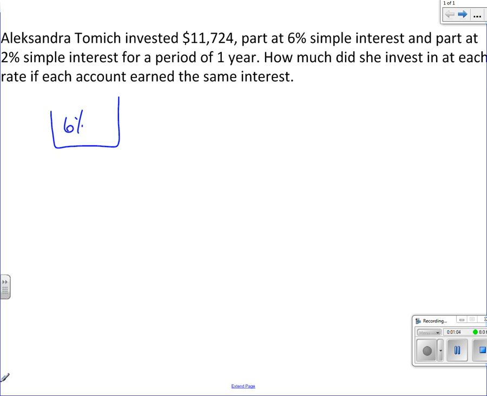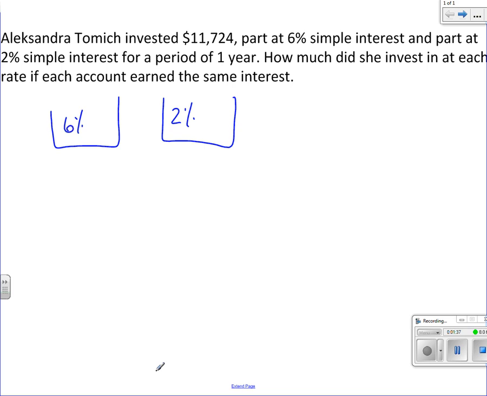What this means is if she were to deposit $100 in that basket, after a year she would make $6. But she has more than $100 to invest. She has $11,724. She's going to put part of that money in the 6% basket, and then she's going to put the remainder in a different account that's going to be a 2% interest rate.